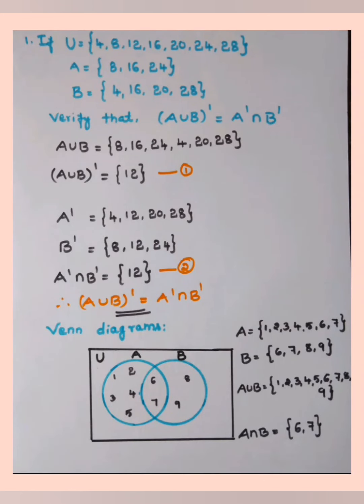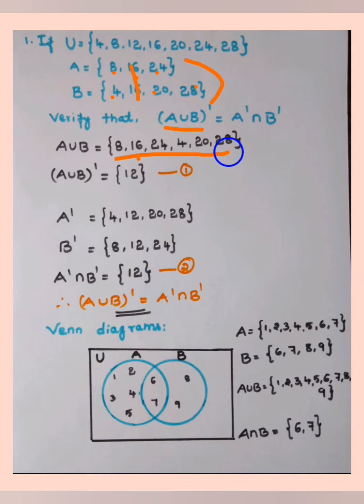let us solve another sum. If U is equal to some given elements, and A and B values are given, we have to verify that (A union B) whole dash is equal to A dash intersection B dash. So you can write A union B first in order to solve this. A union B, combine A and B and write: 8, 16, 24, 16 only once, writing it once is enough, okay, 4, 20, 28.